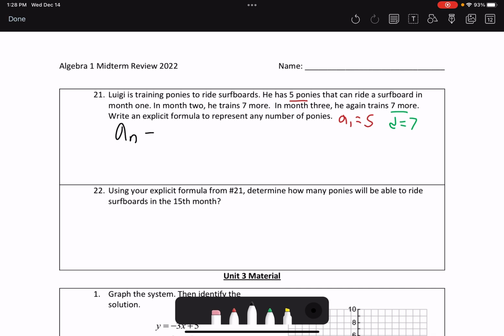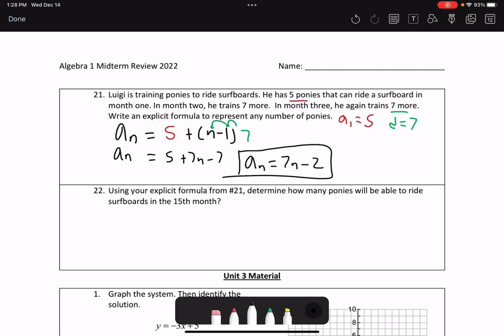So my explicit formula is going to be a sub n is equal to 5 plus n minus 1 times 7. I'm going to distribute that 7 through the parentheses to give me a sub n equals 5 plus 7n minus 7. And combine like terms to get a sub n equals 7n minus 2.